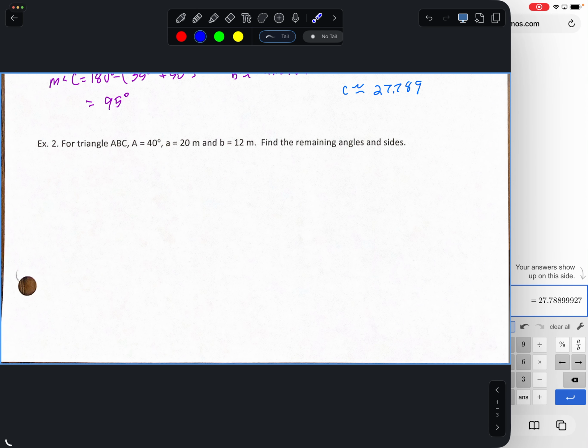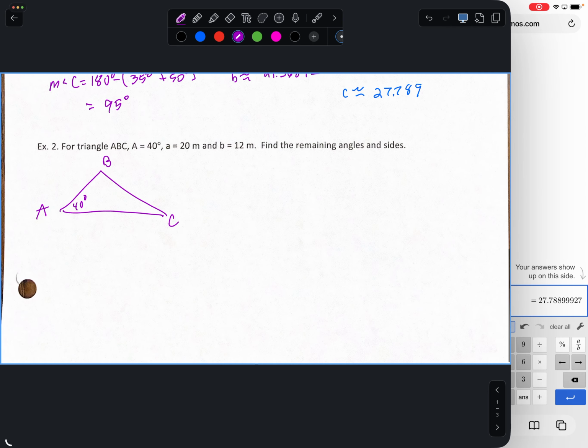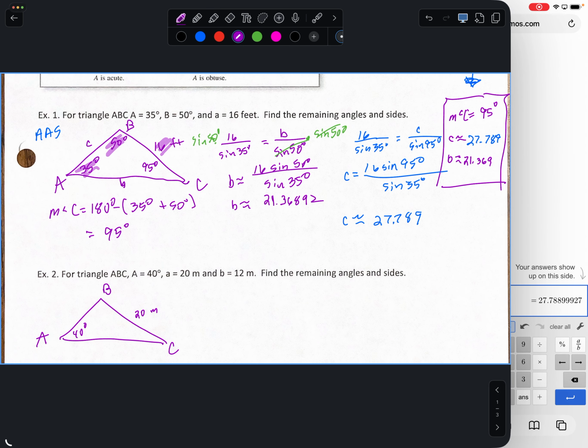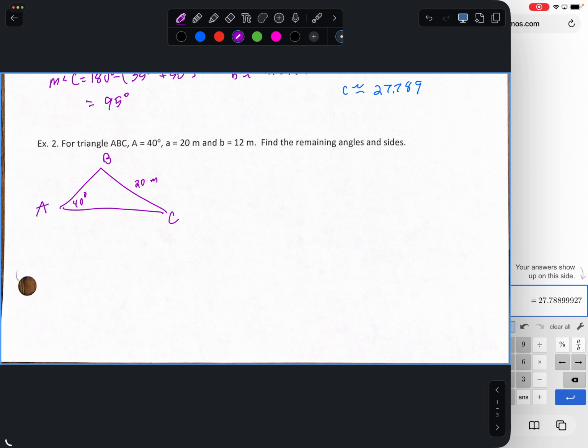All right, so for the next one, when I do my triangle in standard position, and again, I don't worry about if the angle's obtuse, acute, I just draw the same triangle, and I put in the information given. So there's 40 degrees, 20. Oh, I did forget to put the units up here of feet. All right, so 20 meters is little a, little b is 12 meters. And this is side-side angle.